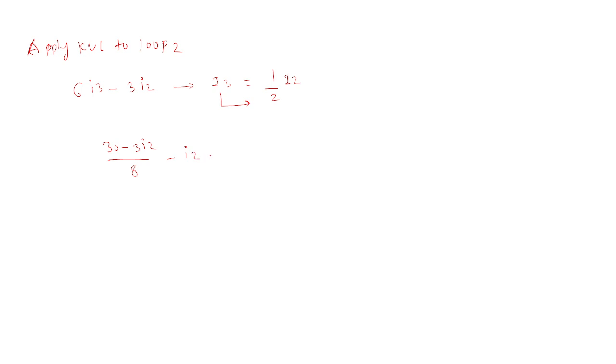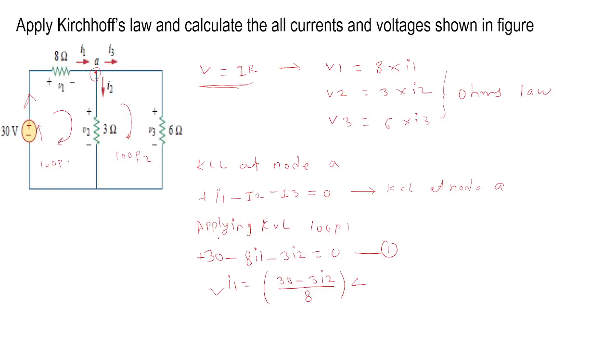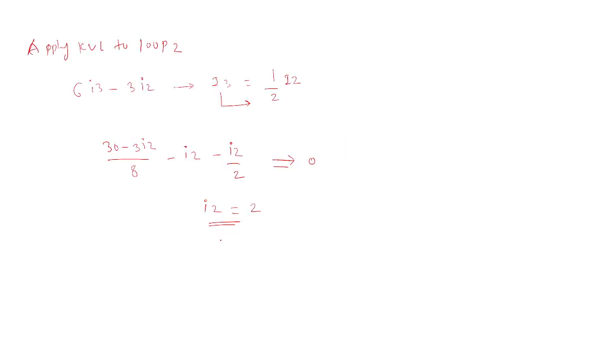minus i2 divided by 2. So if we equate this equation to 0, from this equation i2 is equal to 2. Okay, check loop 2. So from this equation we are getting the value of i2 is equal to 2. Once you get the value of i2 you can put it in and find i1 is equal to 3 ampere and i3 is equal to 1 ampere.